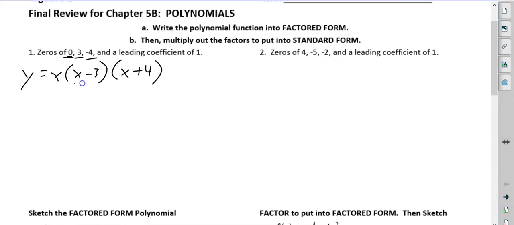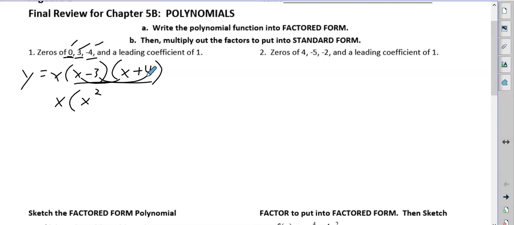Now I'm going to multiply them out. I'm going to FOIL first. So I'm going to leave this x out here. And remember, when we have 3 of these, we should end up with a cube at the end. So this is going to be x squared. First times first. Outside times outside.